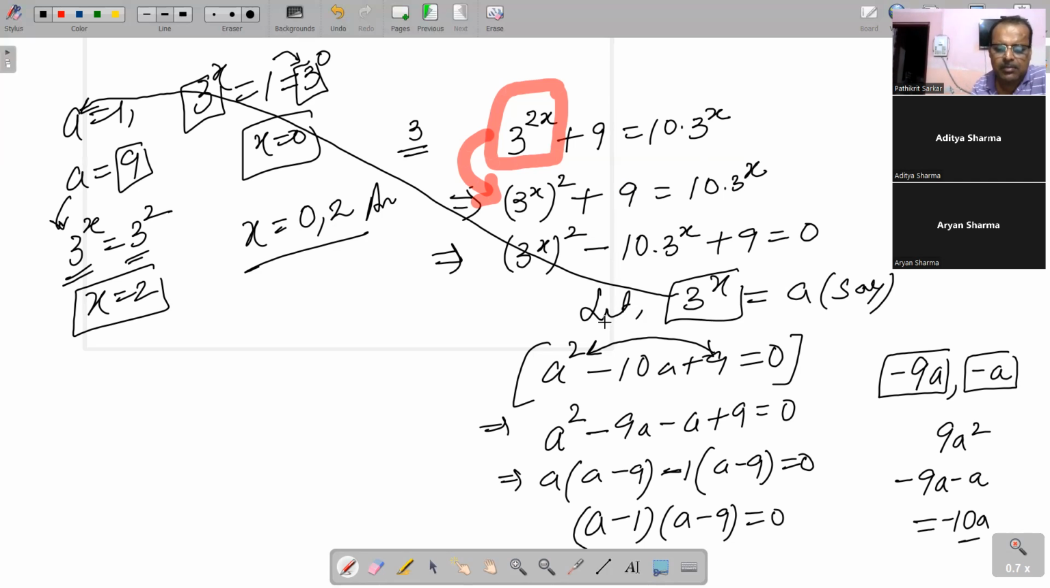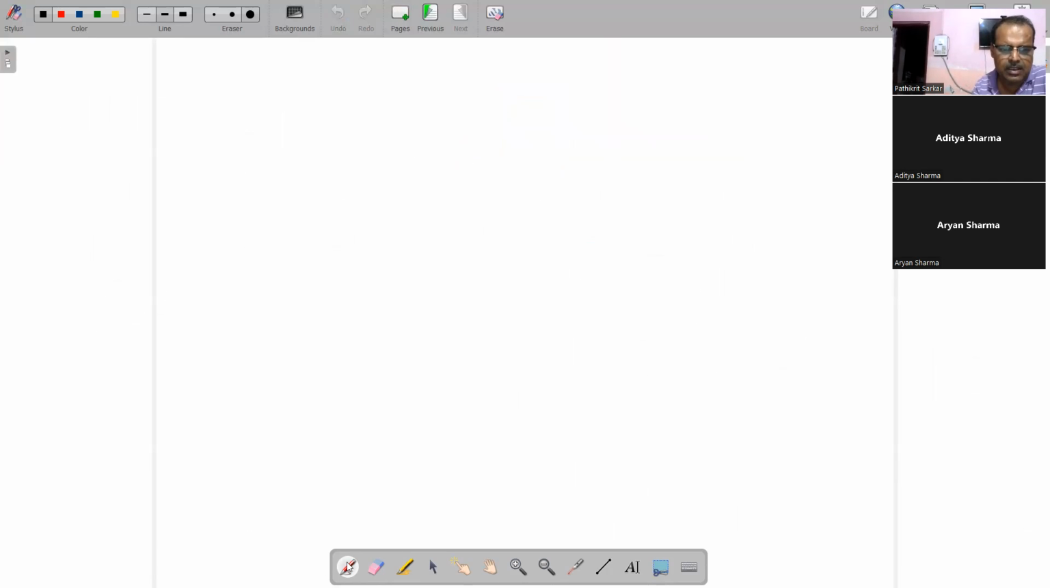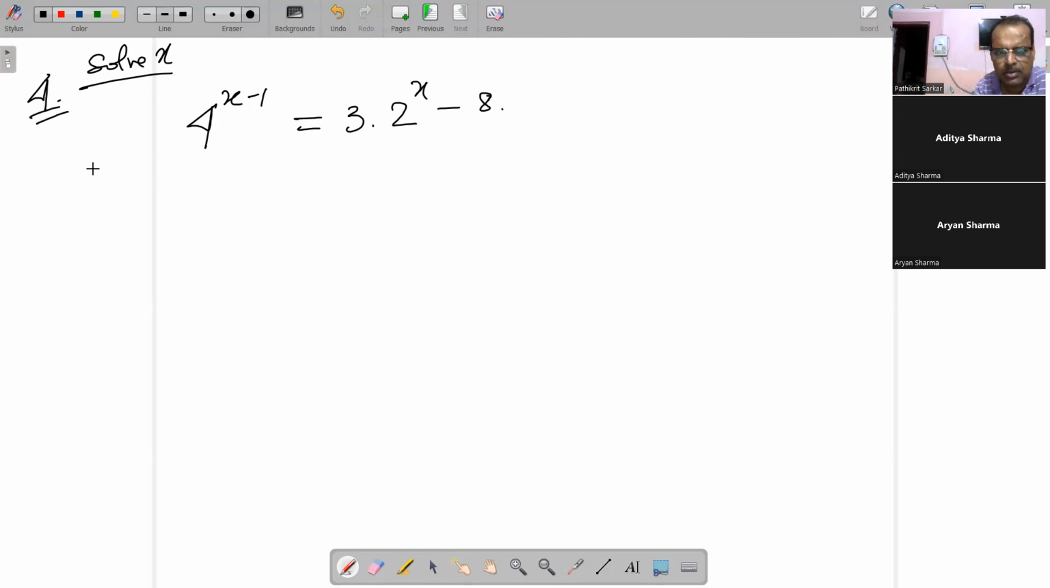इसी हिसाब से हम लोग सॉल्व करते हैं. This is the way we can solve it. Let's take another example of solving the equations through indices. 4 नंबर प्रॉब्लम. एक प्रॉब्लम करो फिर. सर यहाँ पर दिया गया है 4 to the power x minus 1 equals 3 into 2 to the power x minus 8. इसको बोलते हैं सॉल्व x. इसको सॉल्व करने के लिए बोलता है.